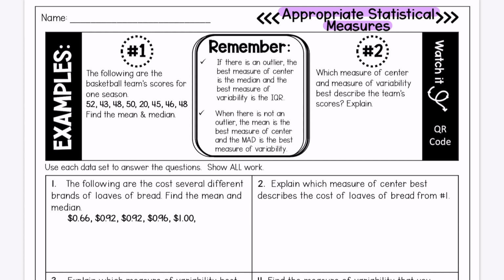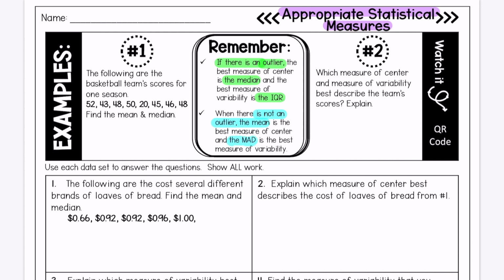So what you're going to look for is an outlier. If you see that there is an outlier, which is like a number that just doesn't belong, then the best measure of center is the median, and the best measure of variability is the IQR. This is because those two things are not pulled or swayed by the outlier. When there is not an outlier, then you can use the average or the MAD.